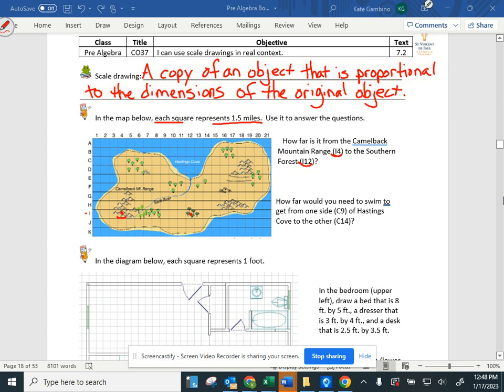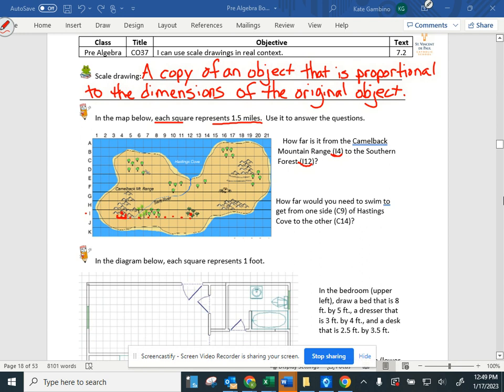Aiden? Do you count the I4? So this is the first square you're going to count. Where you're at, you count that square. So that's your first 1.5. So we've got 1, 2, 3, 4, 5, 6, 7, 8, 9. And each square is 1.5 miles. So what operation do we have to do, Audrey? It would be those 9 squares times how big that square is.